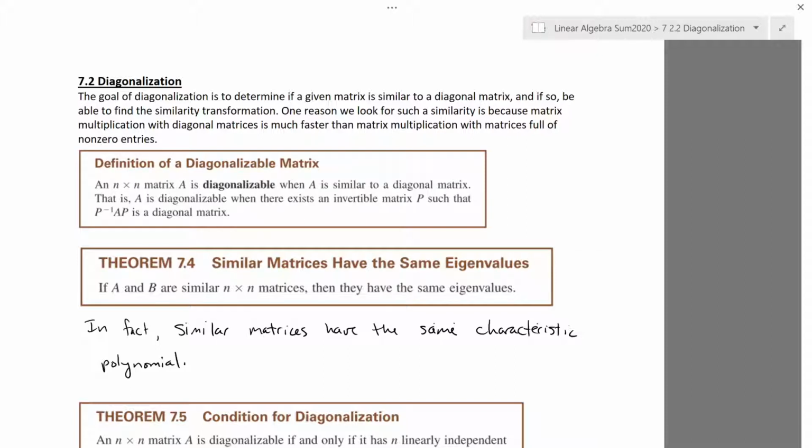Okay, so we say that a square matrix is diagonalizable if it's similar to a diagonal matrix, right? So if you remember, the similarity relationship means that there's an invertible matrix P such that you calculate P inverse AP, and if this is equal to a diagonal matrix, then that says that A is diagonalizable. Right, so the similarity transformation is given by P inverse AP.